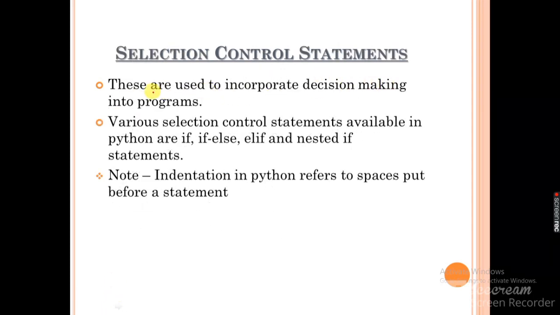Selection control statements are used to incorporate decision making into the programs. Various selection control statements available in Python are if, if else, elif, and nested if. Here, indentation in Python refers to the spaces we put before a statement, and if there is wrong indentation in any statement, then it will give an error and will not run.